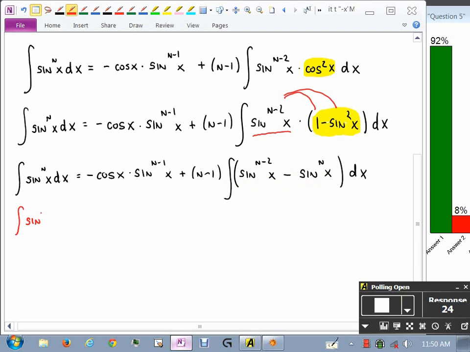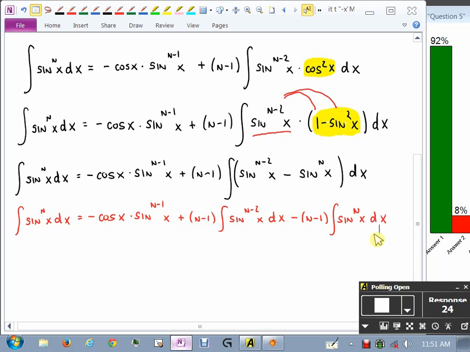I'm writing in red. Sorry, just the last color I had there. Minus cosine x times sine to the n minus 1 x plus, all right, this is going to be two different integrals. n minus 1 integral sine to the n minus 2 x dx, then minus n minus 1 integral sine to the n x dx. So I'm splitting this up into two, distributing an n minus 1 to both.